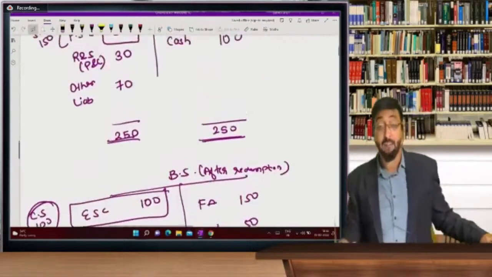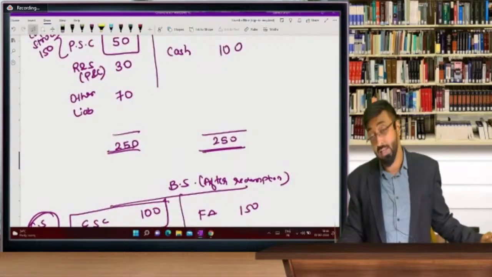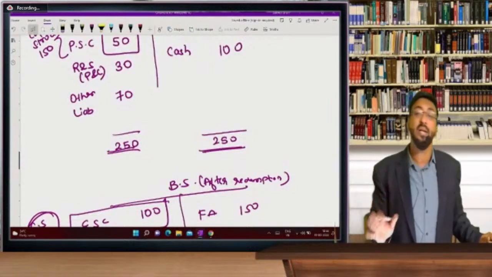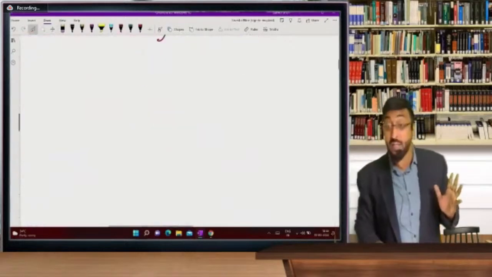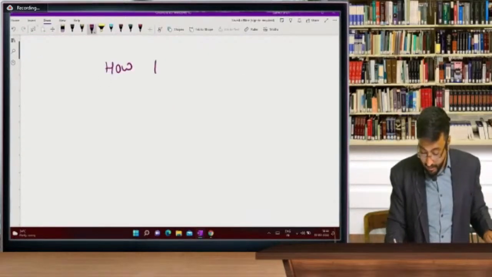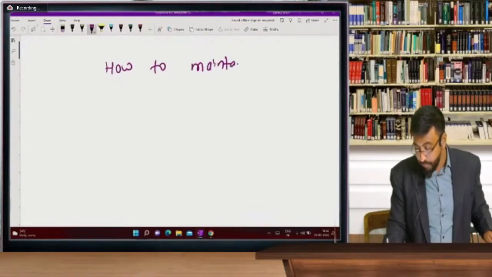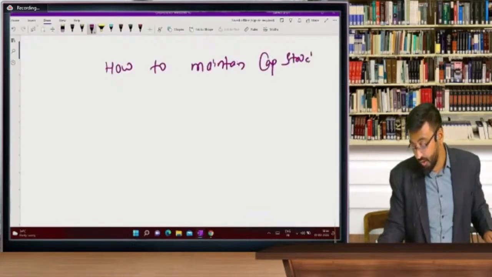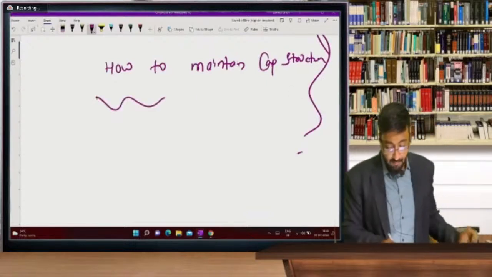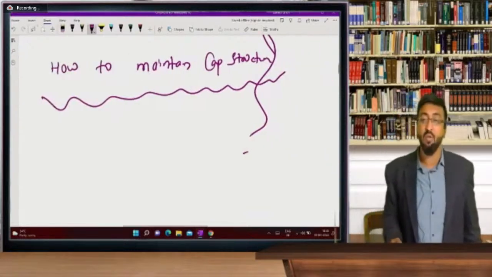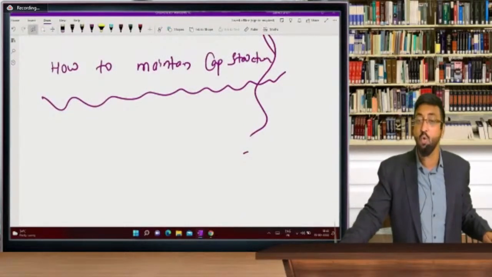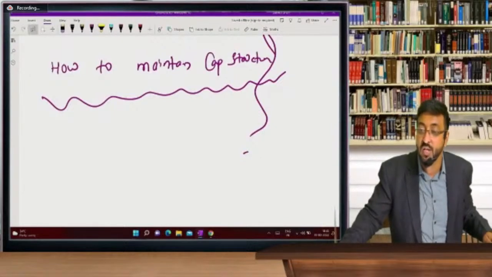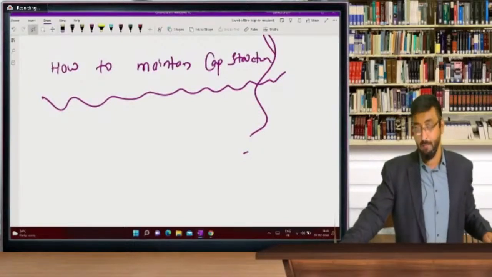If my capital structure is changing, company law says it is not allowed. It is not allowed as per the Company Act, and therefore this chapter is about how to maintain capital structure. This chapter is nothing but how to maintain your capital structure, and in this chapter we are going to see how to maintain our capital structure after redemption.